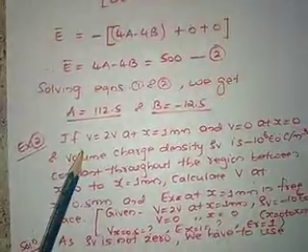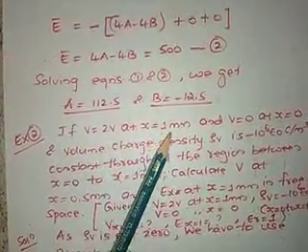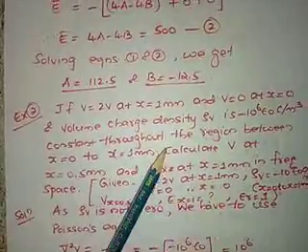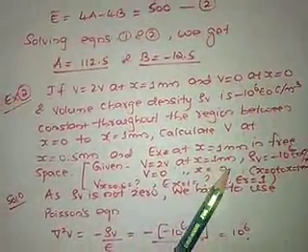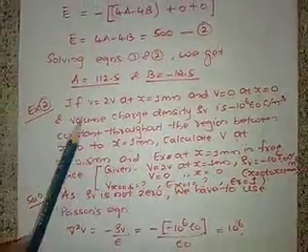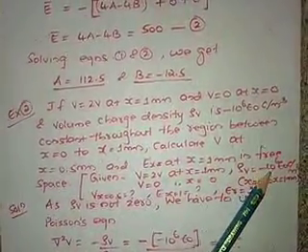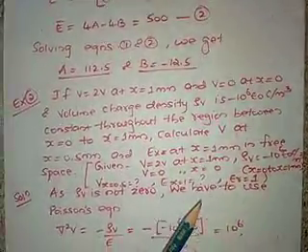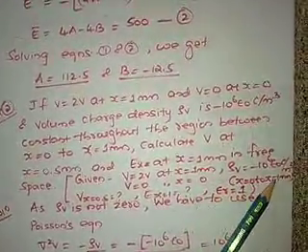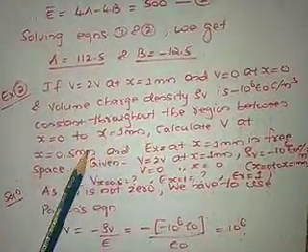So what is given here? Read the problem first. V is equal to 2 volt at x equal to 1 millimeter. V is equal to 0 at x equal to 0. Volume charge density is given: rho V is minus 10 raised to 6 epsilon naught coulomb per meter cube. And this rho V is constant throughout x equal to 0 to x equal to 1 millimeter. That's what they have mentioned.